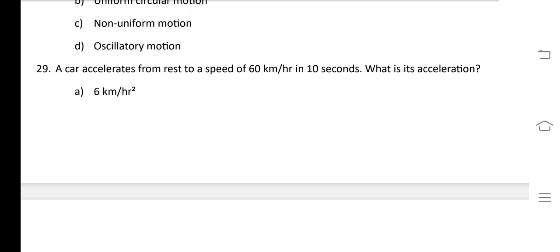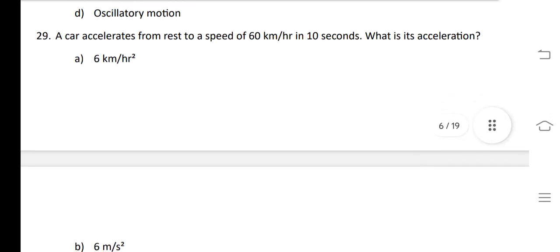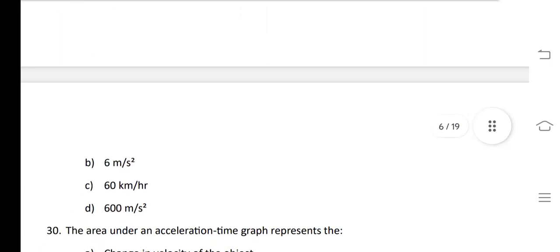the formula v minus u by t. Initial speed is 0, final speed is 60 km per hour, time is 10.